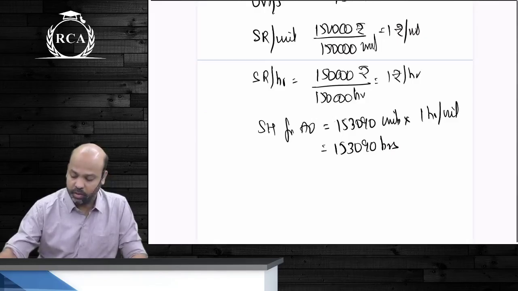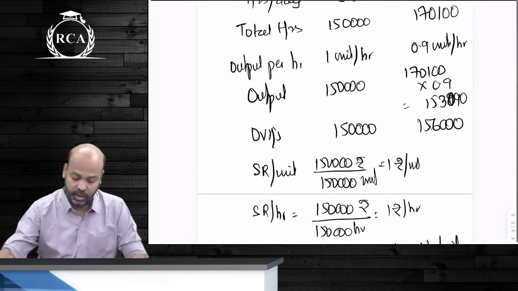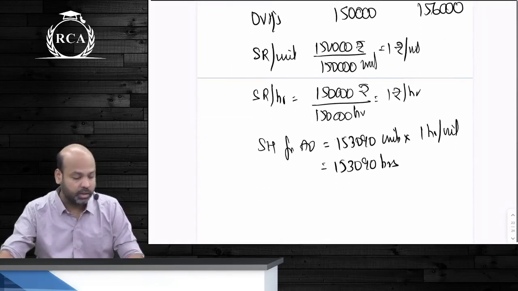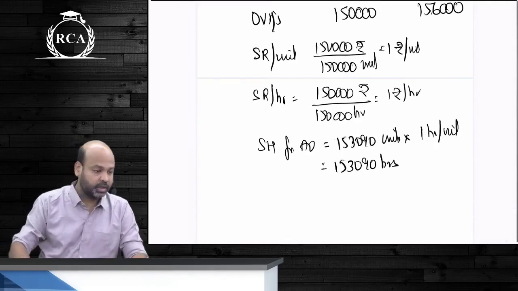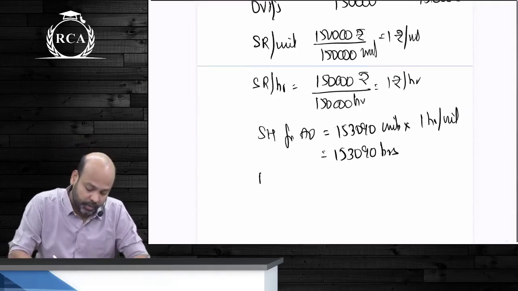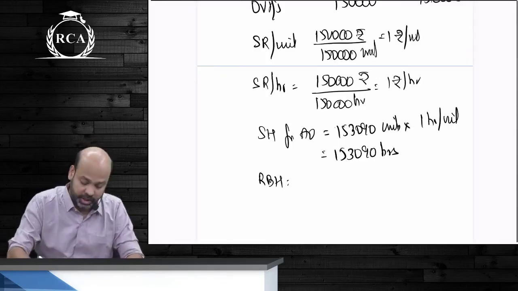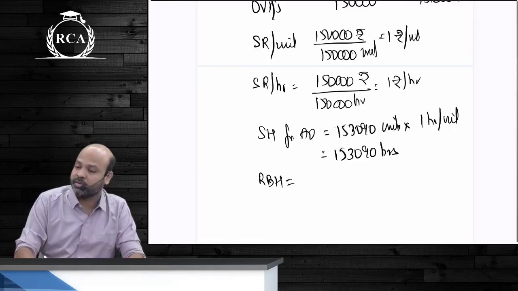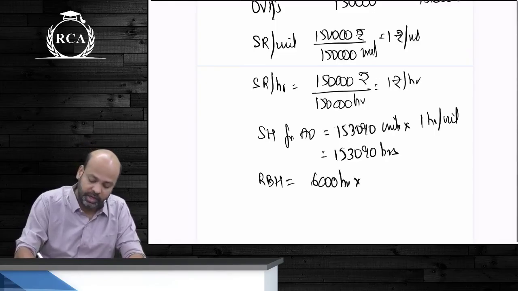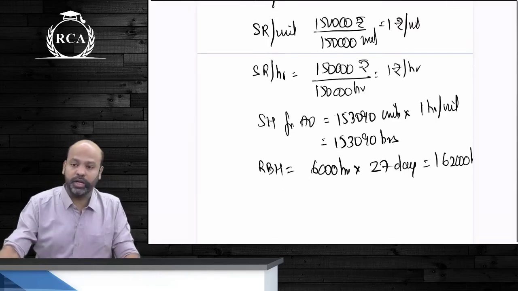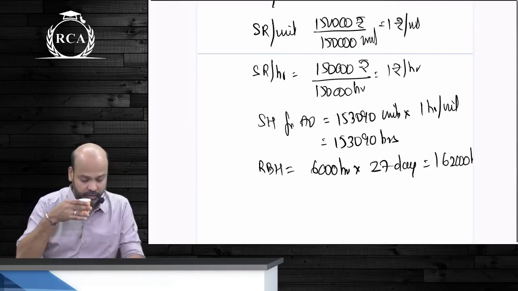When you compute capacity variance, you will take actual hours as 1,70,100. Revised budgeted hours will be 1,62,000. Here there is a calendar variance, so you have to compute revised budgeted hours. In the earlier questions there was no calendar variance, so revised budgeted hours were the same as budgeted hours. Here revised budgeted hours will be 6,000 hours for 27 days, that is 1,62,000 hours. These are all the given details, guys. You'll have to compute the variances.